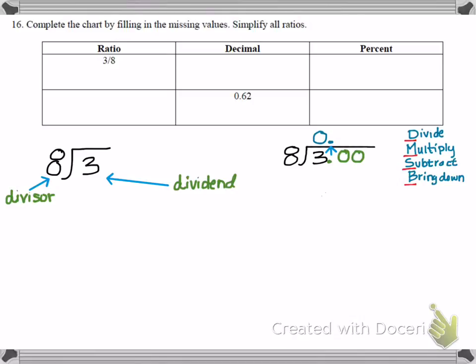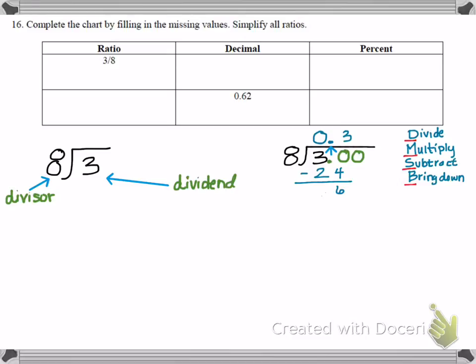Does McDonald's sell burgers? So I'm going to start with my first step for D, which is divide, and I'm going to divide 30 by 8. 8 goes into 30 3 times. So I place the 3 above the 0 in the tenths place. Now I multiply. 3 times 8 is 24. Now I subtract. 30 minus 24 is 6.